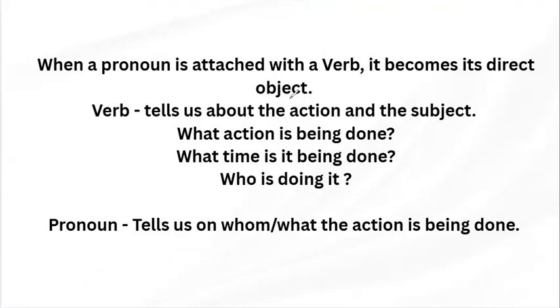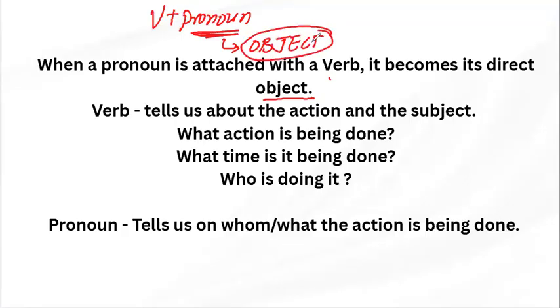Now, keeping that in mind, let's read what we're going to study today. When a pronoun is attached with a verb in Arabic, it becomes its direct object. Whenever a pronoun is attached to a verb, you know what the function of this pronoun is? The function of this pronoun is that it is the object of the verb, meaning it is that on which the action is being done.